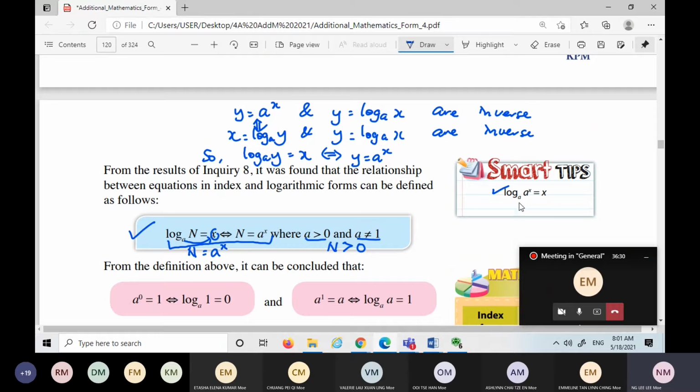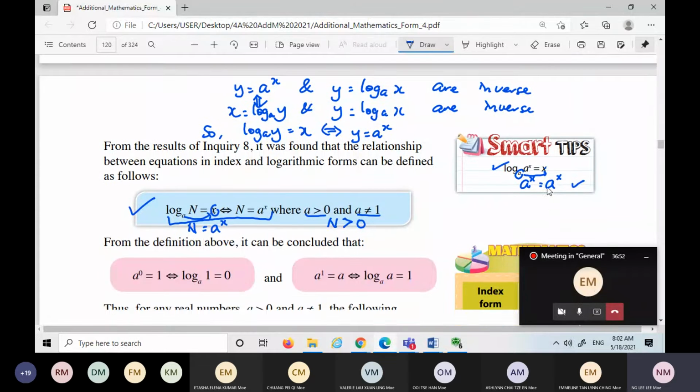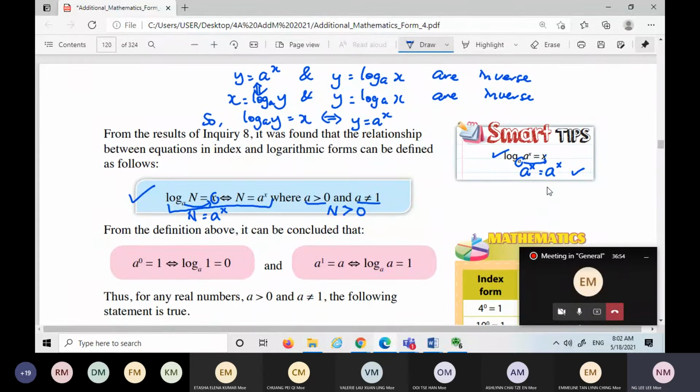So do the same thing to this. You see, the a to the power x I keep. And then the a here, the base, I move to this side and it becomes the base. So that is a. Then this one moves and becomes the power. a to the power x equals a to the power x. Yes. Therefore you remember this also: log_a a to the power x is equal to x. So also you can write it in your notes.